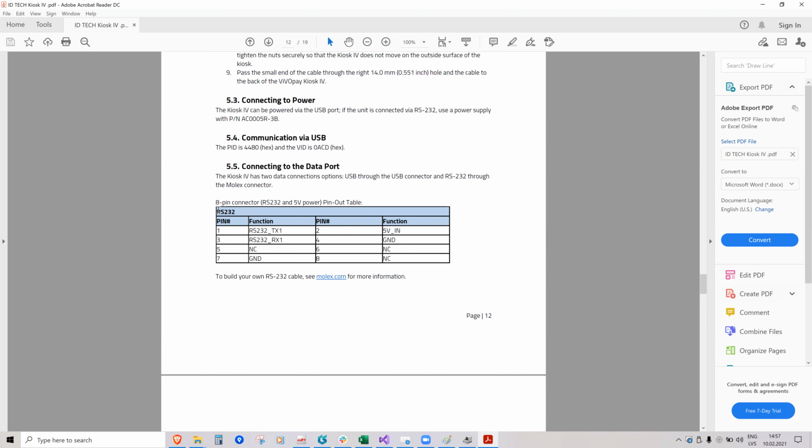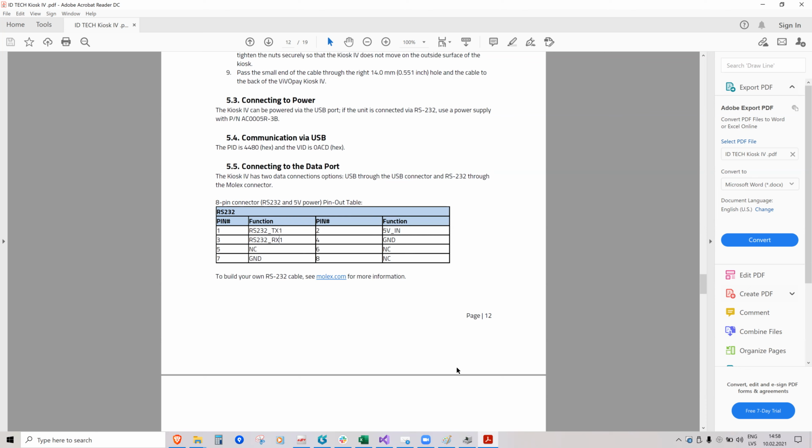So I knew that it is possible to happen, so I just warned the client that this might be the case. But here we can see RS232 connector names. So they say that pin number 1 is RS232 TX, and pin number 3 is RS232 RX, right?